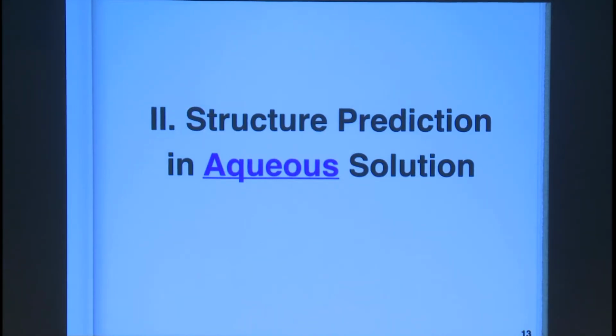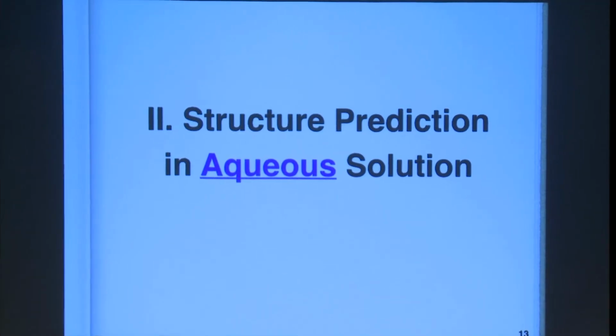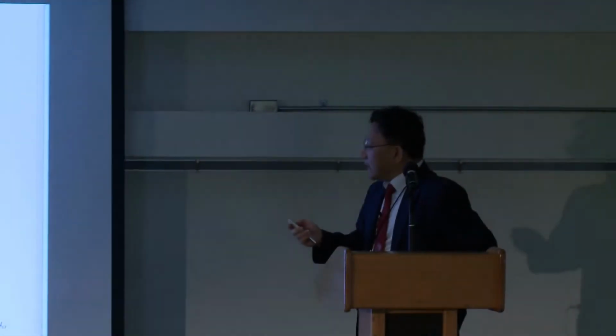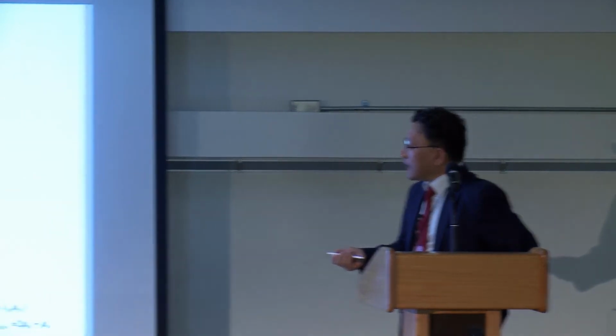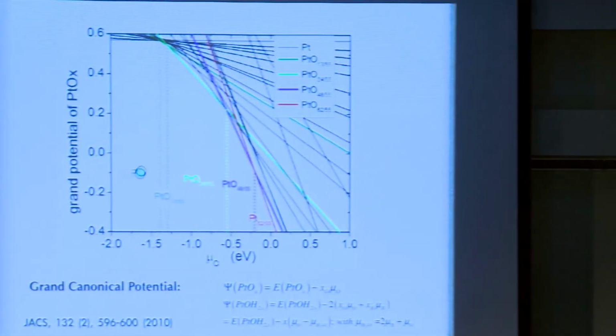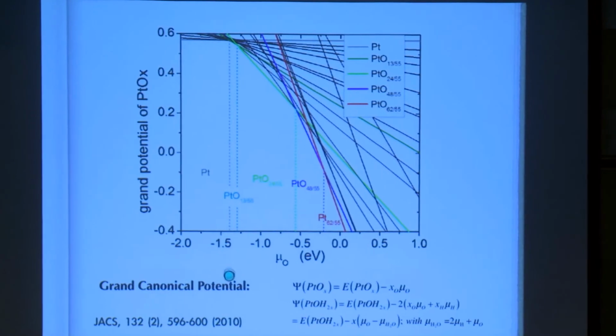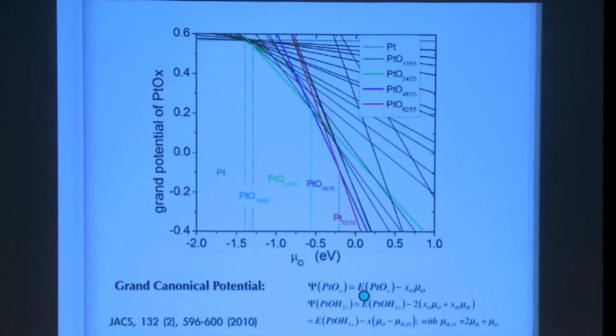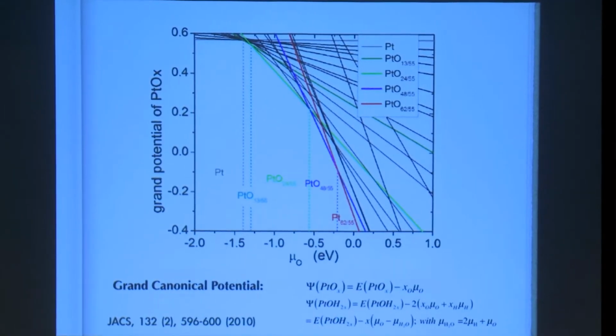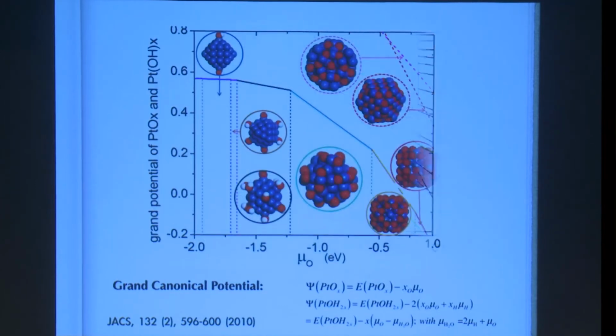How about structure predictions in aqueous solution? It's more interesting in the nuclear industries. We can apply the grand canonical potential concept to, for example, a particle or metal in aqueous solutions. If you utilize that algorithm, you can also calculate the energy convex hull as a function of oxygen chemical potential. This is the picture predicted by first-principles computation of platinum nanoparticle structure in acidic solutions.